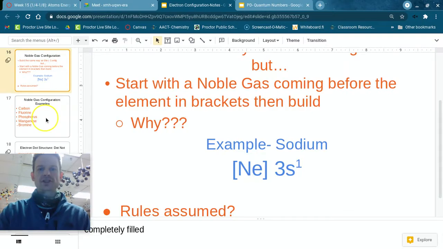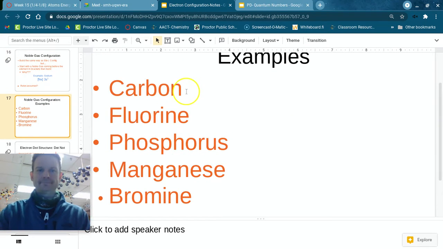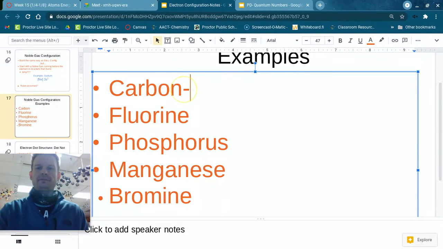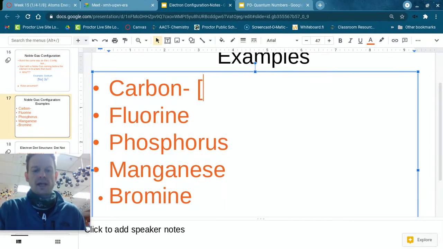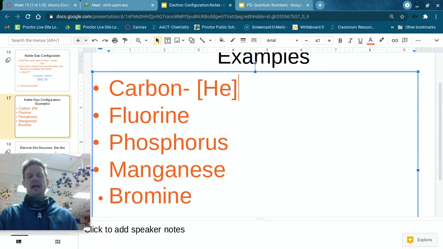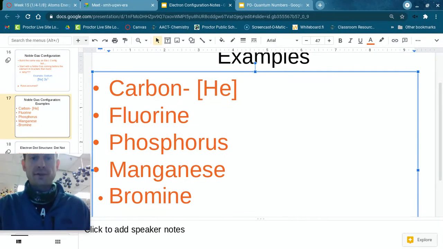All right, so let's try our same problems out. Going to carbon. Carbon is in period 2, so that means we need to use the period 1 noble gas. The period 1 noble gas is helium, so we're going to just write helium, right? And for these small elements, this actually doesn't help us that much. But when we do really big elements, it'll help us out a lot, because we'd have to write a lot more.